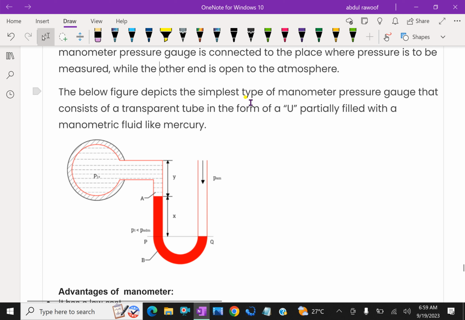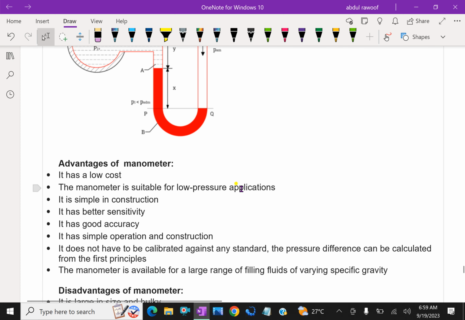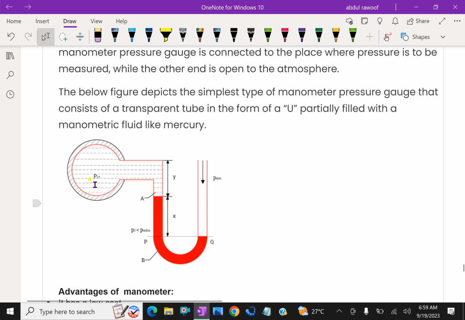The below figure depicts the simplest type of manometer pressure gauge that consists of a transparent tube in the form of U-tube partially filled with a manometric fluid like mercury. Here, suppose the pressure is more than atmospheric, that means this column will press down here and this column will come out. The difference between them gives the positive pressure. That means what is more than atmospheric pressure, the column goes here and comes out.